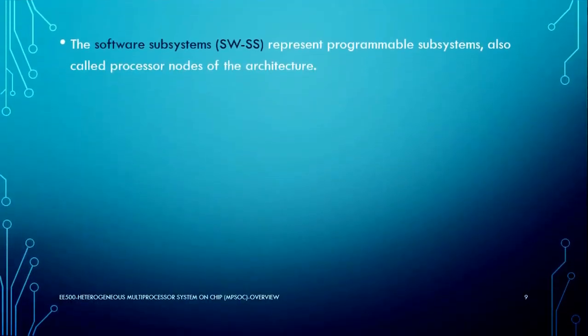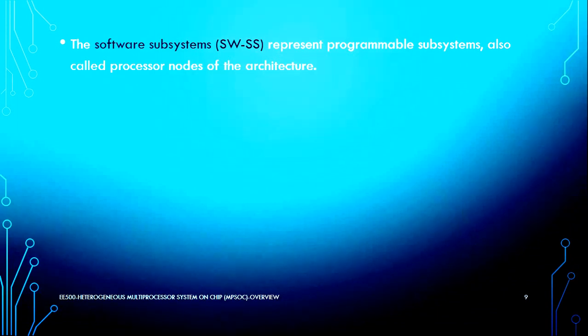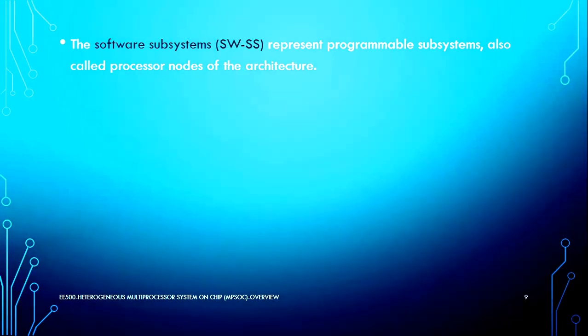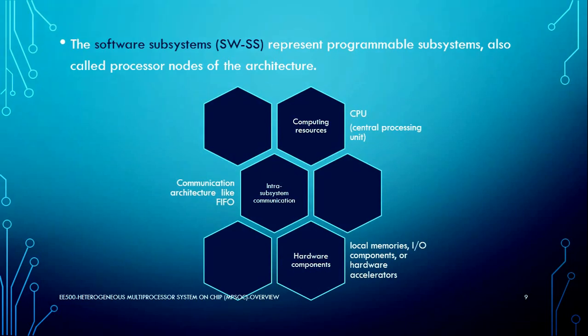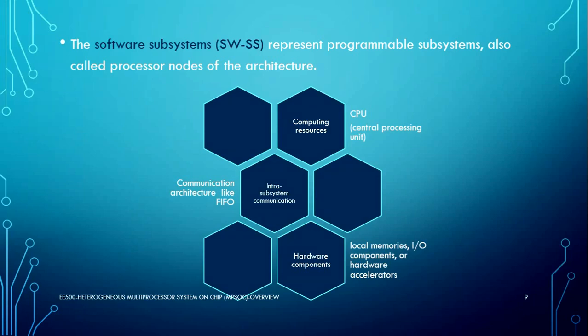What are software subsystems? They are the processor nodes of the architecture. It consists of computing resources like the CPU, central processing unit, which can be a single core or multi-core, which executes programs stored in the memory by fetching their instructions and examining them. As we can see, there is the computing resource, that is the CPU, intra-subsystem communication to communicate between various hardware components associated with this system, and they can follow protocols like first in first out, and hardware components, as we can see, that is the local memories, input output components, or hardware accelerators.